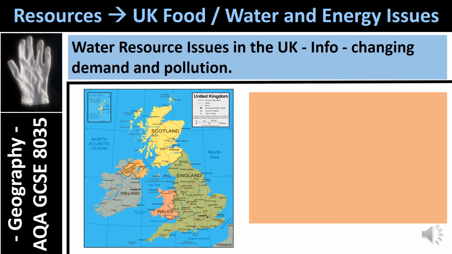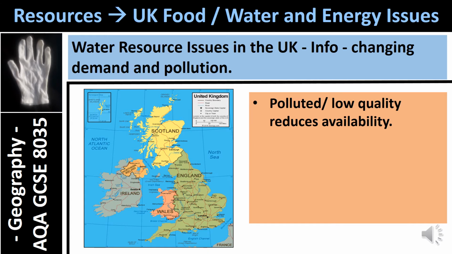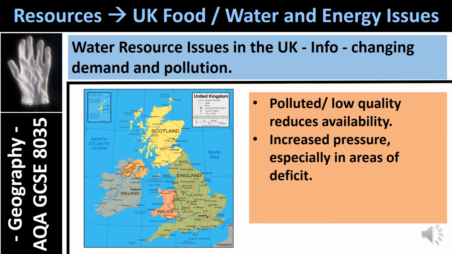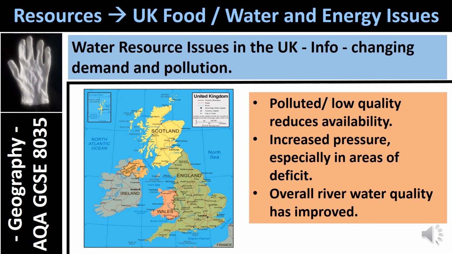However, across the UK, pollution and low quality water supplies reduce availability and access to water. This increases pressure, especially in areas of the UK with water deficit. So pollution and low quality reduces the availability but increases the pressure, especially in areas where water is not always available. However, with all of this in mind, overall river water quality has improved in the UK.